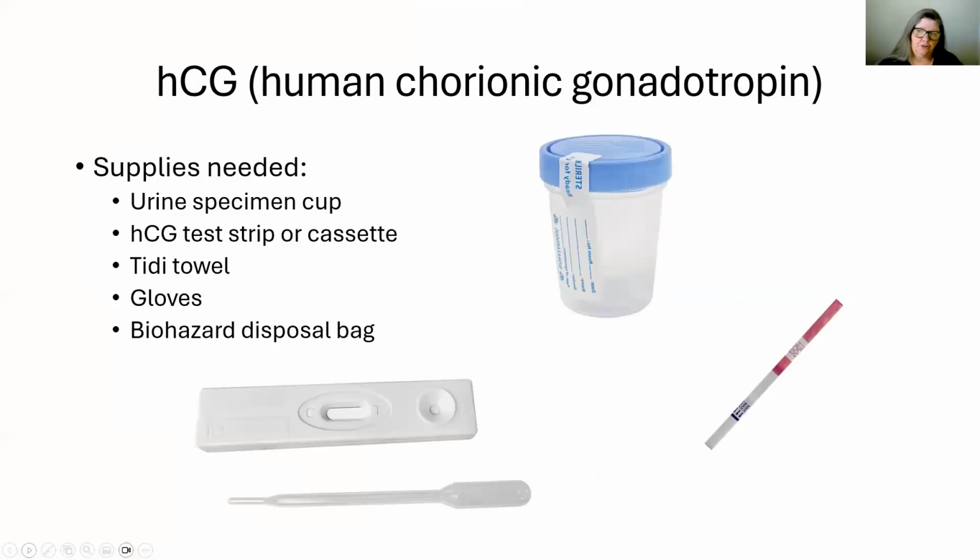Now, another urine test that we do in the office too is called an HCG test. HCG stands for human chorionic gonadotropin. Say that 5 times fast. That is the hormone that is released when a woman is pregnant, or more accurately, when a fertilized egg has implanted itself into the uterus. So that is why we test for that for pregnancy.